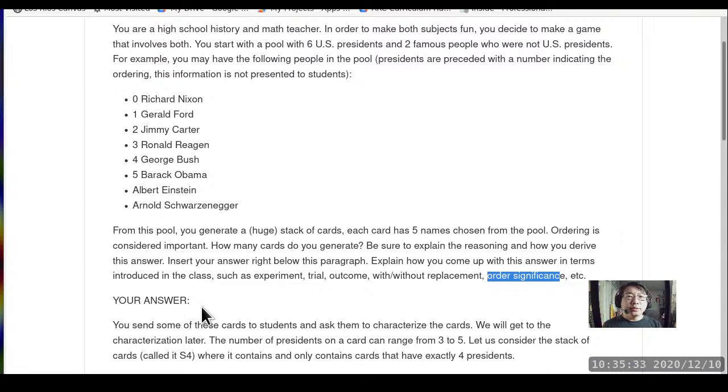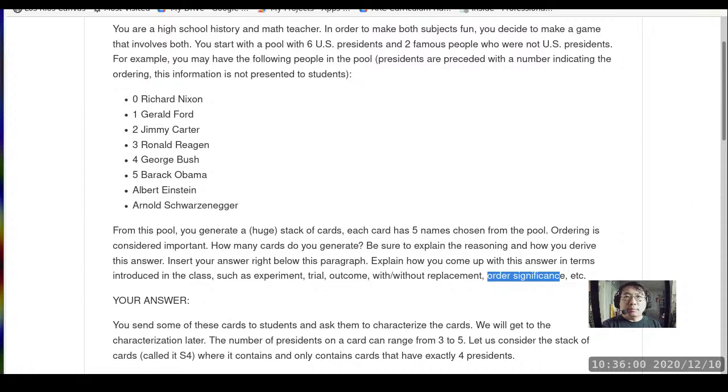So now your answer, after explaining with all those terms, you don't need to use full, complete sentences if you don't want to. That's perfectly okay. But you do have to point out how many trials we are talking about per experiment. What is one experiment? Is ordering significant, and why do you come up with permutation to answer this question?